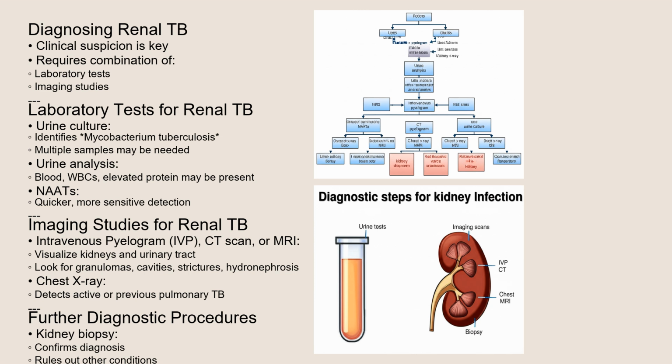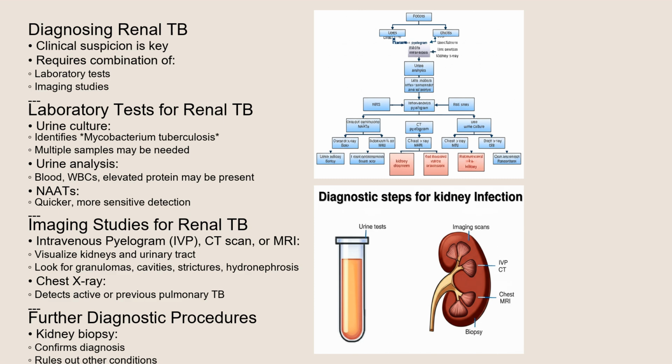Diagnosing renal TB requires a combination of clinical suspicion, laboratory tests, and imaging studies. A urine culture is crucial to identify Mycobacterium tuberculosis in the urine. However, the bacteria may be shed intermittently, so multiple urine samples may be needed. A urine analysis may reveal blood, white blood cells, and elevated protein levels. Imaging studies, such as intravenous pyelogram (IVP), CT scan, or MRI, can help visualize the kidneys and urinary tract, revealing abnormalities like granulomas, cavities, strictures, or hydronephrosis.